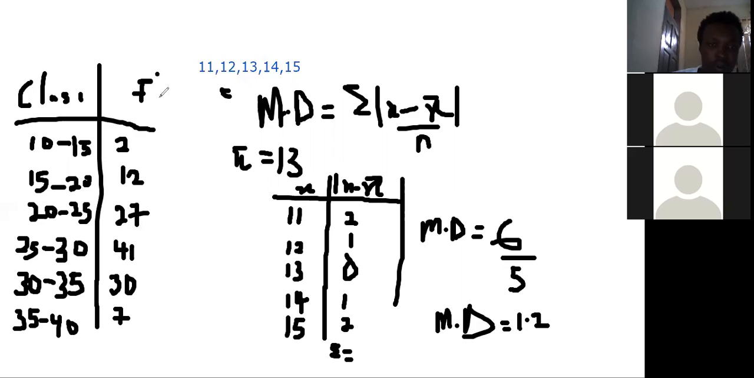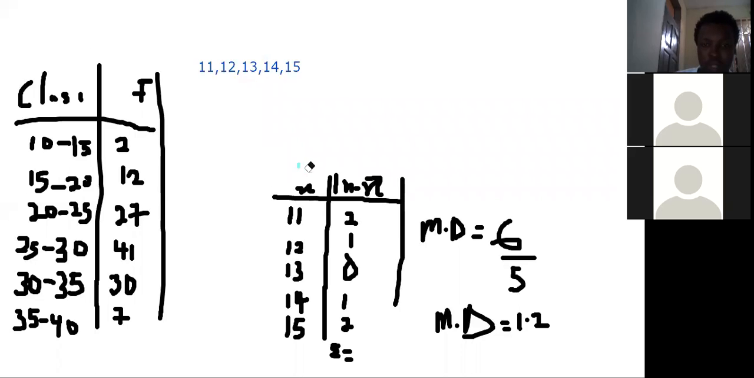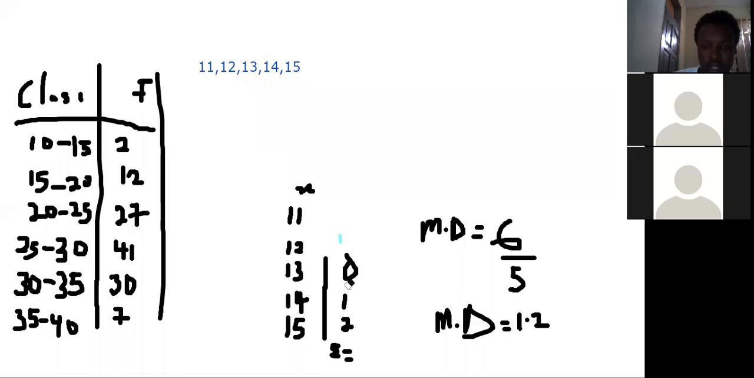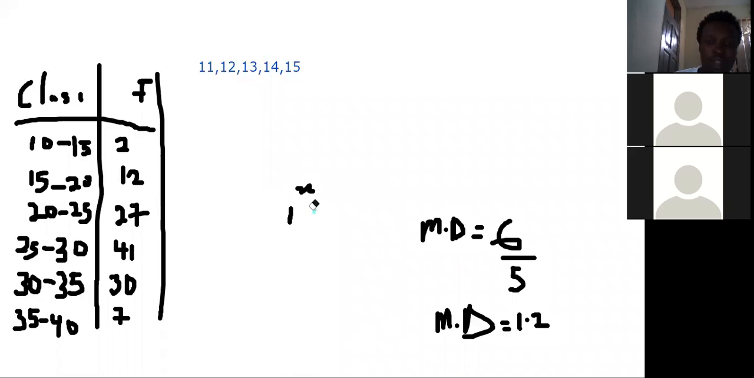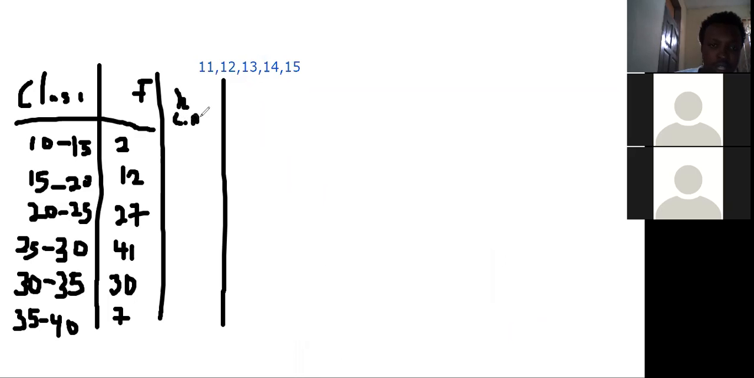And we now have to find the mean deviation. Because it is grouped, the first thing you have to do is find x. So please, what will be our x? The x is the midpoint of the class. You can write class midpoint, class MP.